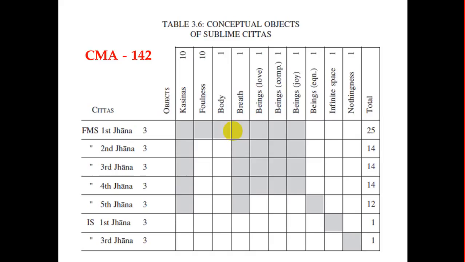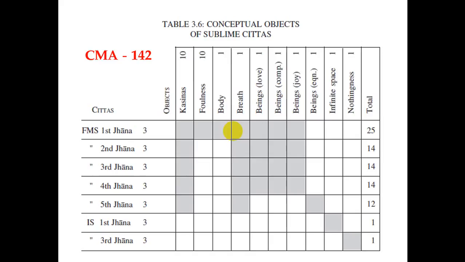Actually, there are no beings. Our mind just created them. The beings, the women, the men, all these are concepts, all these are names. There's only mind and body. And also joy, and equanimity, also concepts. The infinite space, nothingness. So we have 20.